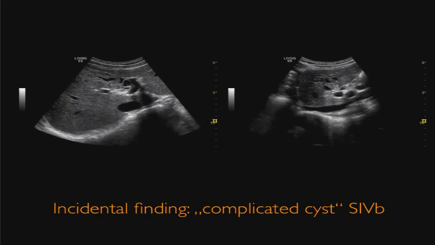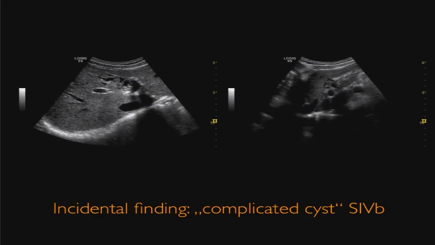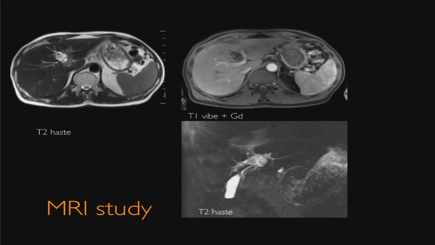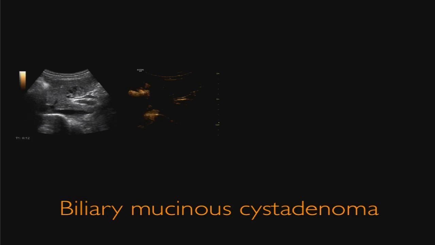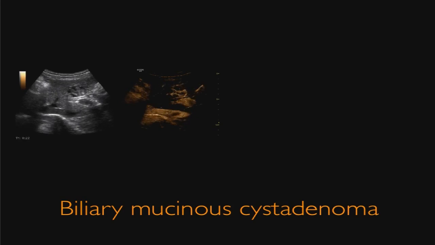And then we gave, no, we didn't give contrast. I show you first the MRI study. So this is the MRI study. And the MRI study says, oh, it's a benign tumor, and it's a cystic tumor. Okay. We don't think so. So now it is a biliary mucinous cyst adenoma. And what is characteristic? We see all septa here are hypervascularized. And that is something that MRI did not detect.